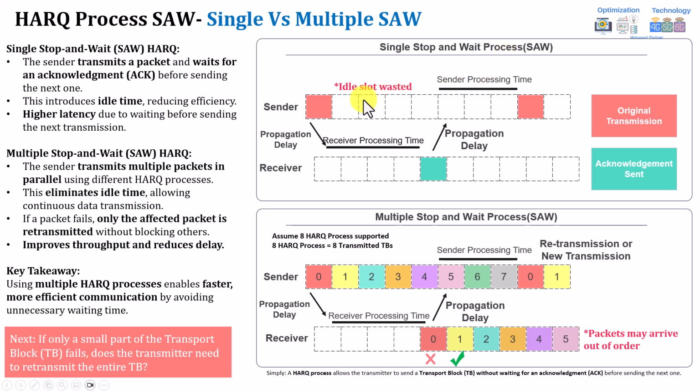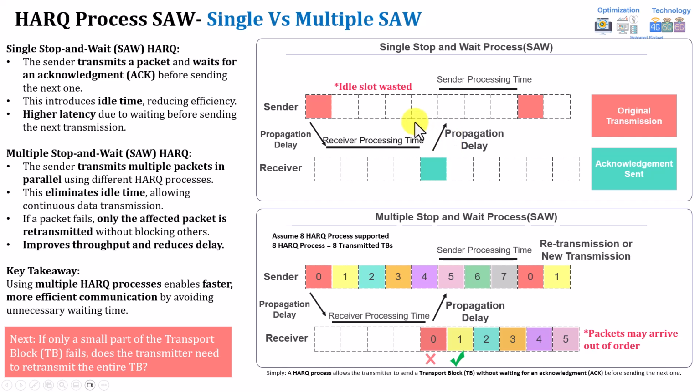this is explaining the case of a single stop and wait. You can see the transmitter, assuming the downlink direction, sends some data to the receiver, which is the red one. Assume this is the original transmission. Then the receiver will take some receiving processing time, plus the propagation delay, until it sends the acknowledgement in the uplink direction, as you can see here.